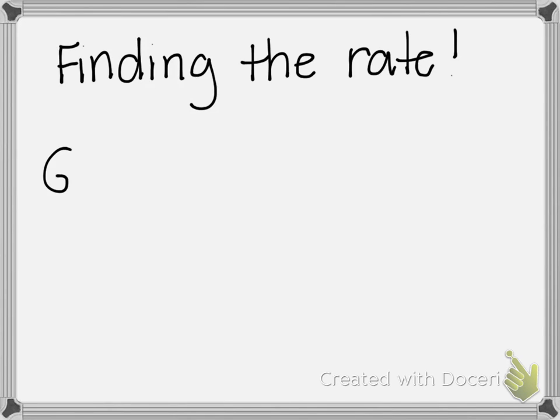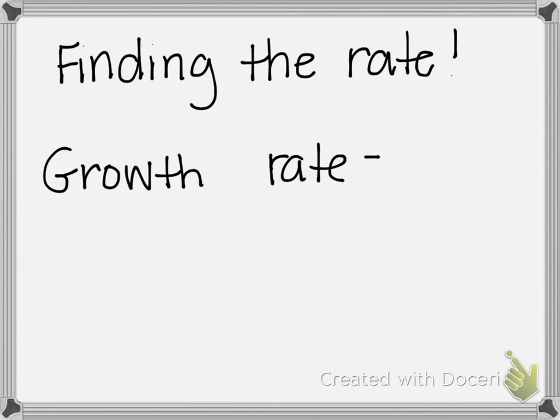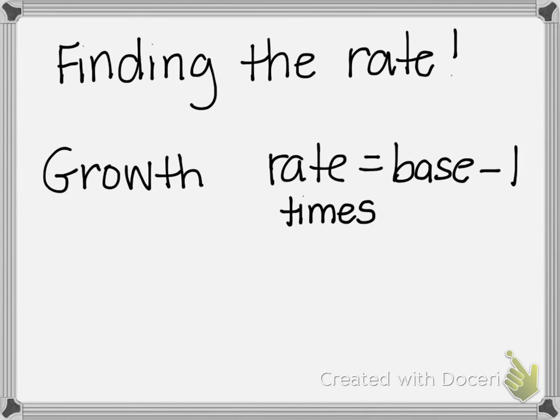So if we have growth, remember, if we want to find the rate, for a growth rate, we're going to take the base, because the base is going to be greater than 1, and subtract 1. But once we do that, we have to multiply our decimal by 100. That's to put it back into a percentage.